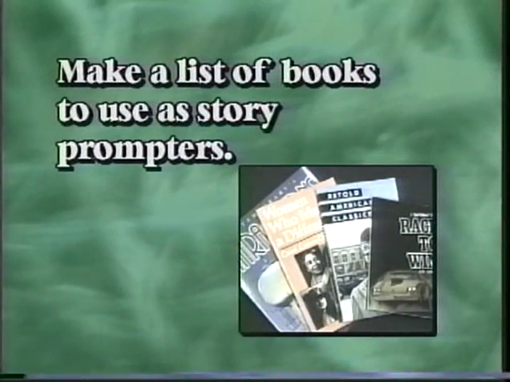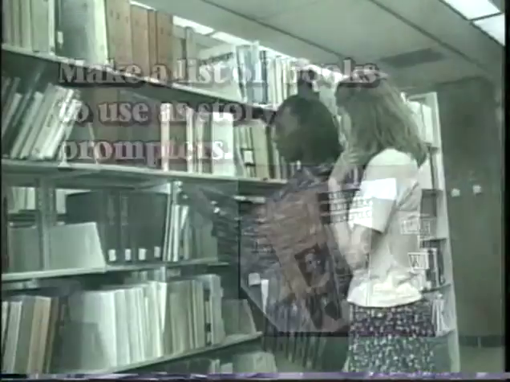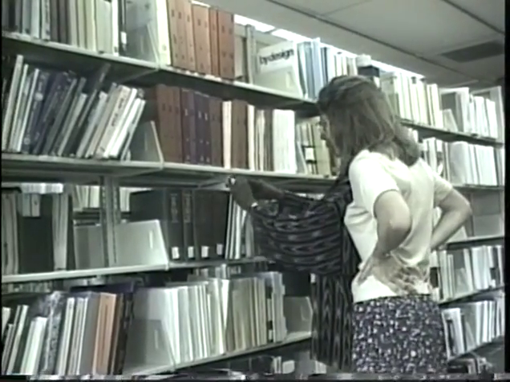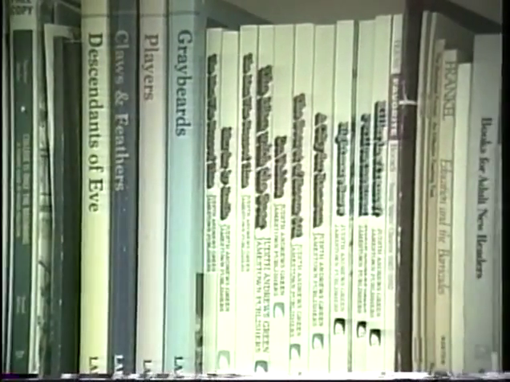Make a list of books you enjoy that would be appropriate as story prompters for adult writers. Go to the library to look for others. Perhaps you can build a small library of these books for your students to read.